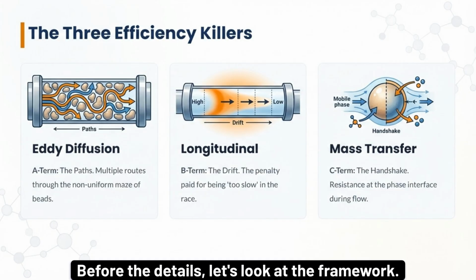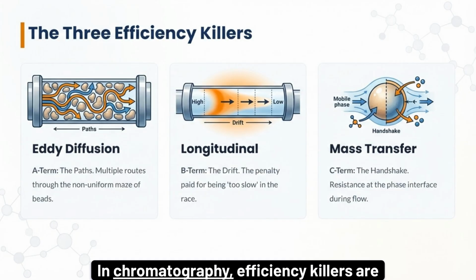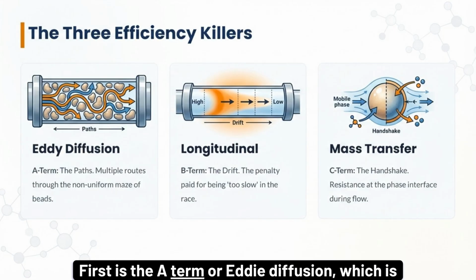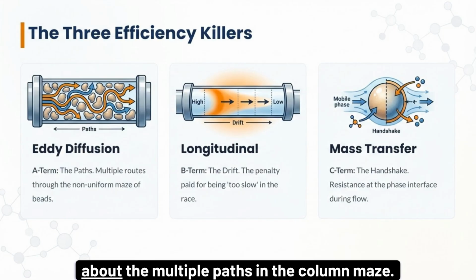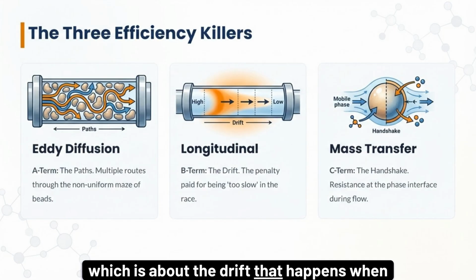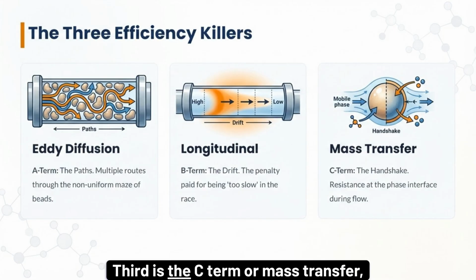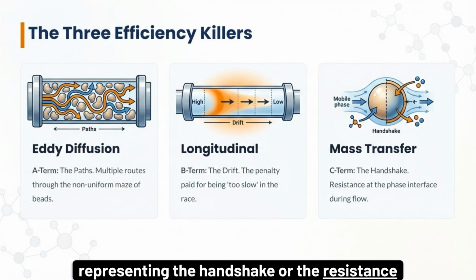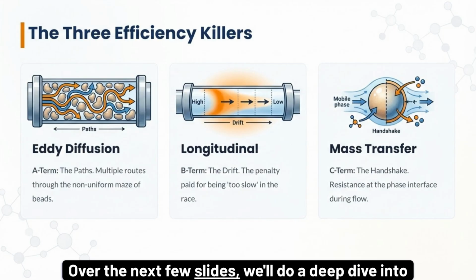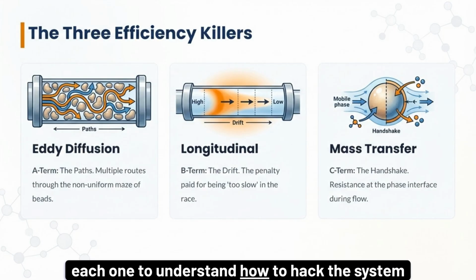Before the details, let's look at the framework. In chromatography, efficiency killers are categorized into three terms. First is the A term, or eddy diffusion, which is about the multiple paths in the column maze. Second is the B term, or longitudinal diffusion, which is about the drift that happens when molecules wander. Third is the C term, or mass transfer, representing the handshake, or the resistance molecules feel when moving between phases. Over the next few slides, we'll do a deep dive into each one to understand how to hack the system for better results.